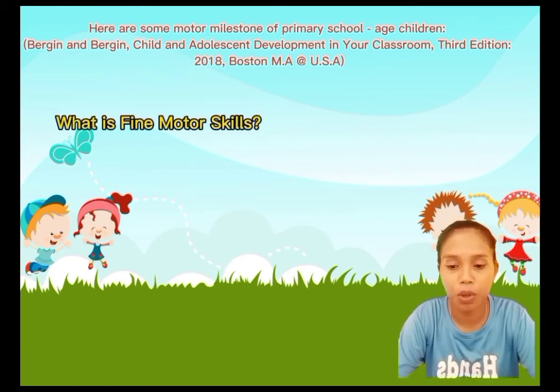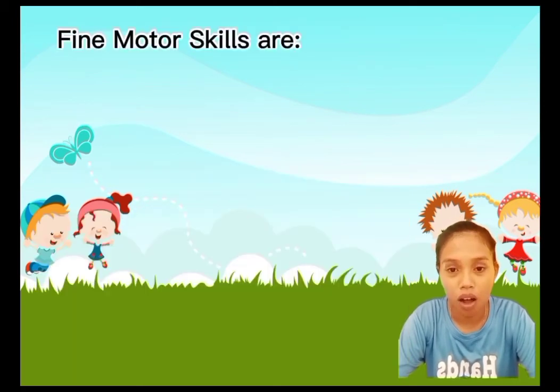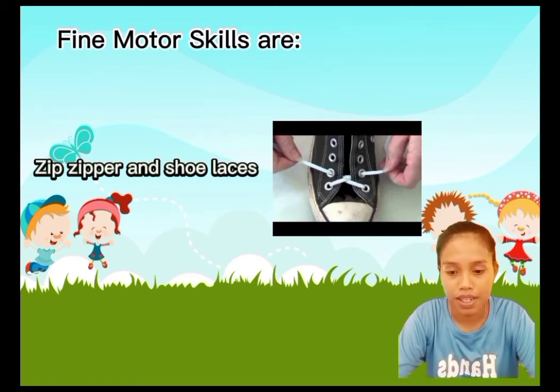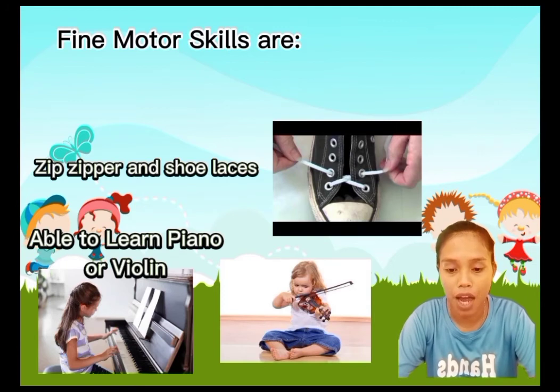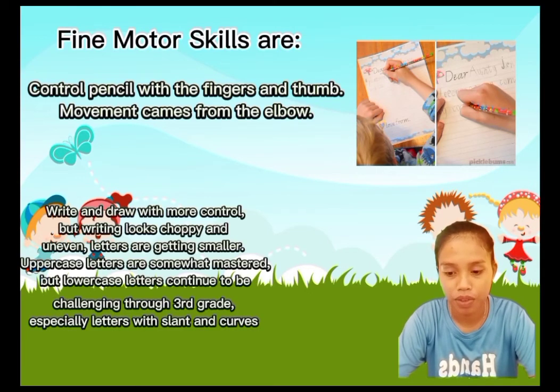When we say fine motor skills, it is the coordination of small muscles in movement with the eyes, usually involving the synchronization of hands and fingers. What are the fine motor skills? Zip zippers, unlace shoes. Able to learn piano or violin. Control a pencil with the finger and thumb. Movement comes from the elbow.